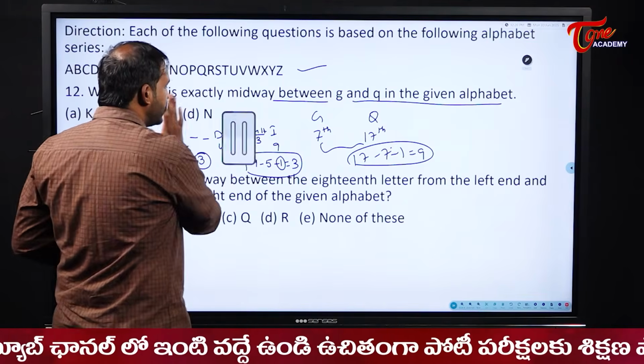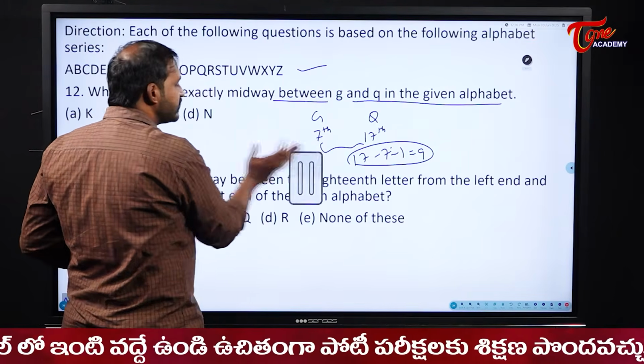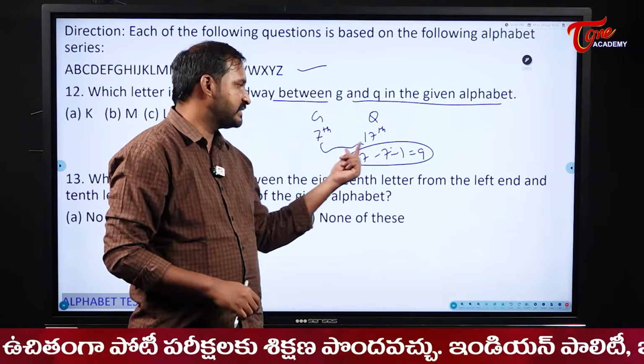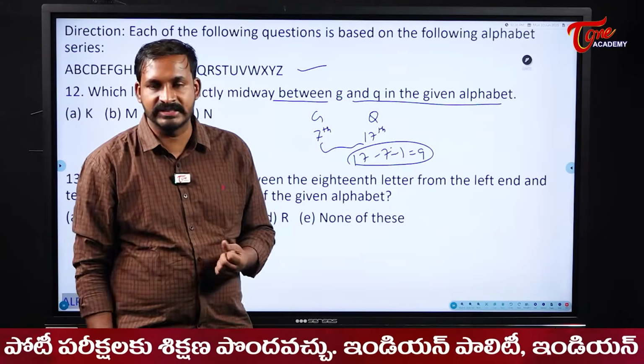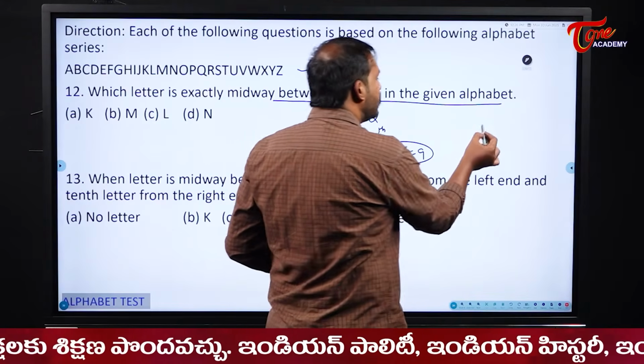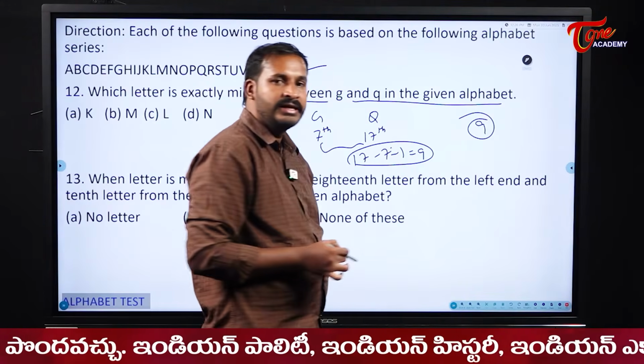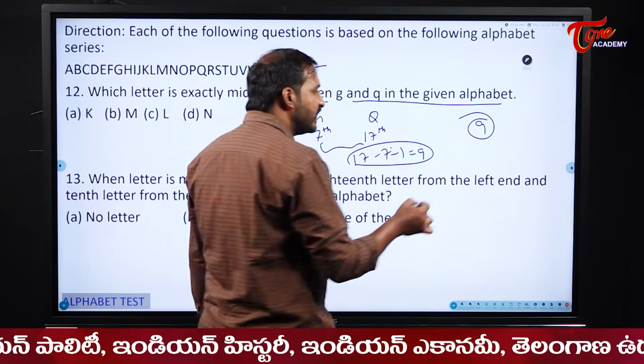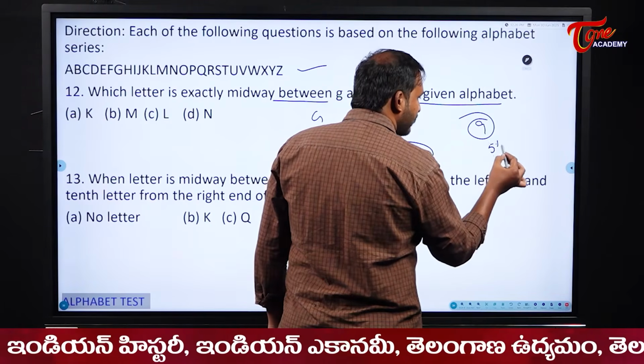Okay, so between G and Q, how many alphabets are there, students? Between G and Q we will have 9 alphabets. 17 minus 7 minus 1, that is 9 alphabets. In 9 alphabets, what is the middle position? Tell me generally. In 9 alphabets, middle position is 5th one, sir. Am I correct or not?